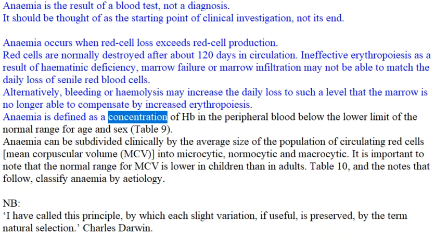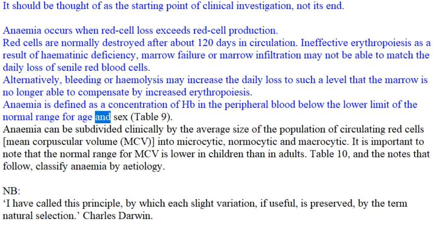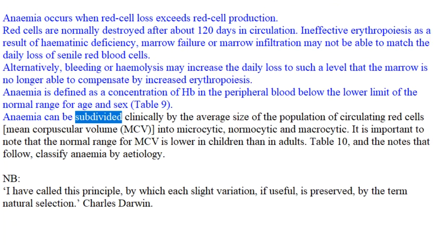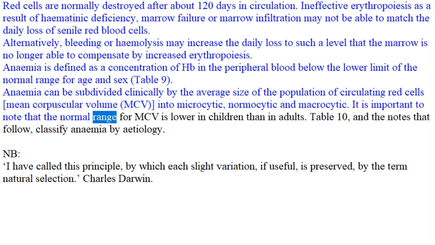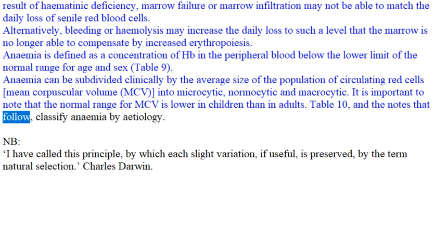Anemia is defined as a concentration of Hb in the peripheral blood below the lower limit of the normal range for age and sex, Table 9. Anemia can be subdivided clinically by the average size of the population of circulating red cells, mean corpuscular volume, MCV, into microcytic, normocytic and macrocytic. It is important to note that the normal range for MCV is lower in children than in adults. Table 10, and the notes that follow, classify anemia by etiology.